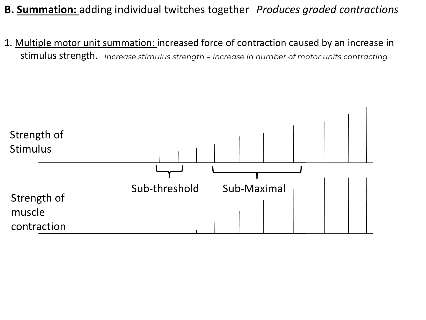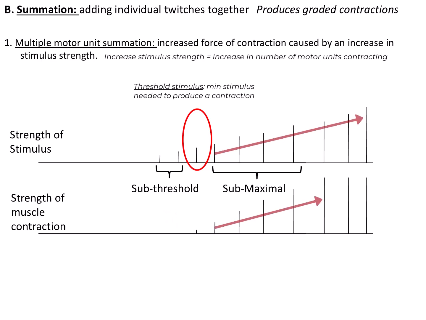In this image, the top line represents the strength of the stimulus, and the bottom line demonstrates the strength of muscle contraction because of the stimulus applied. The first stimulus that results in contraction of the muscle is known as the threshold stimulus. Notice there are some stimuli that do not produce a contraction. These are called subthreshold stimuli. Notice that as the stimulus strength increases, so does the force of contraction by the muscle.